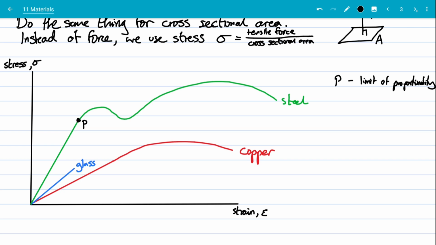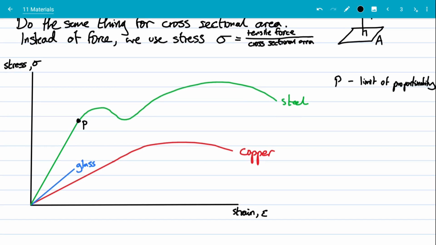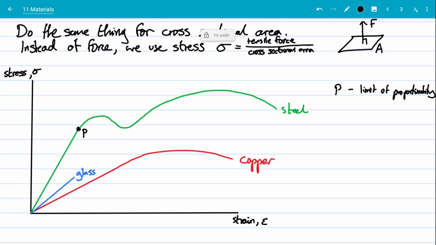Proportionality. And all graphs that have straight parts that go curved have limits of proportionality. It's the maximum strain that gives you a straight line. But that isn't actually the point where the material stops being elastic. For steel, the elastic limit is actually just a little bit beyond.